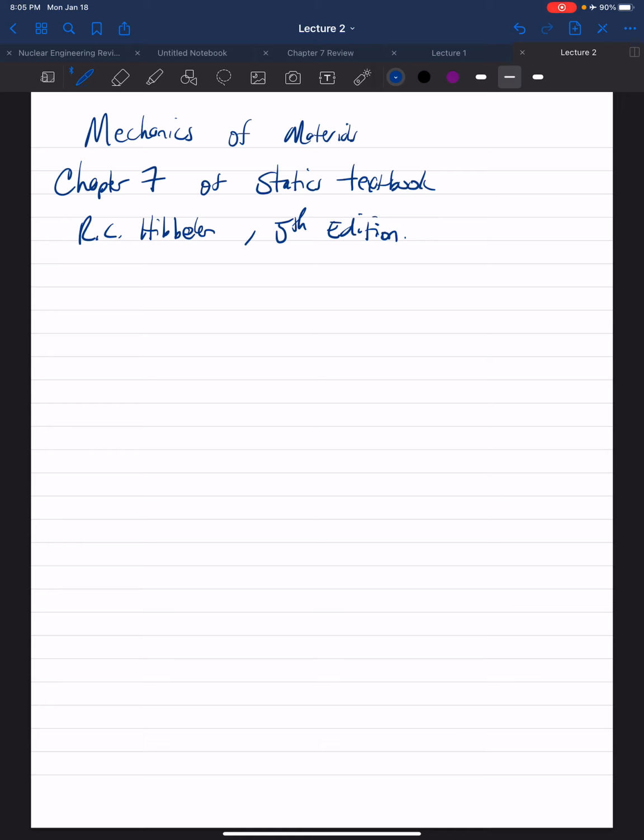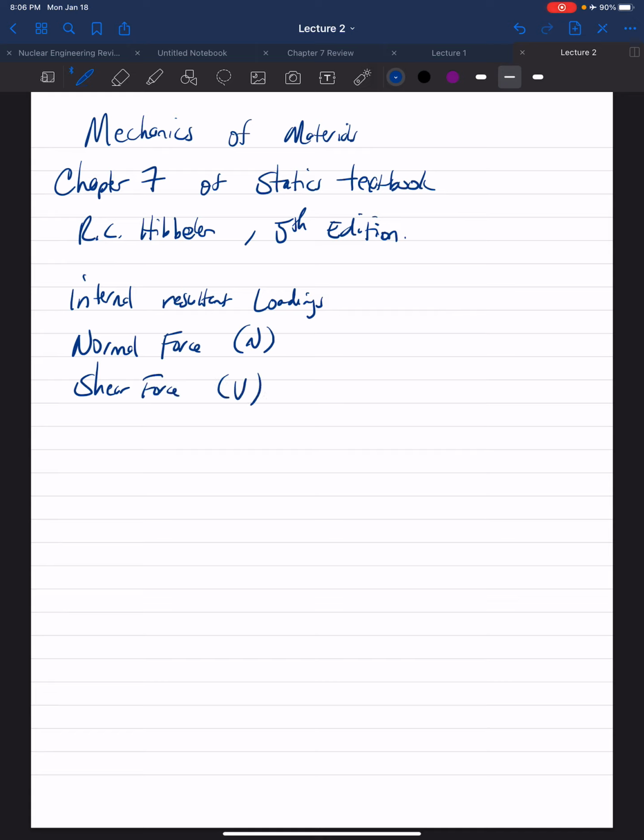So in the previous lecture, we were working through our internal resultant loadings. And we solved problems that dealt with normal force, N, shear force, V, and our bending moment, say about point O.